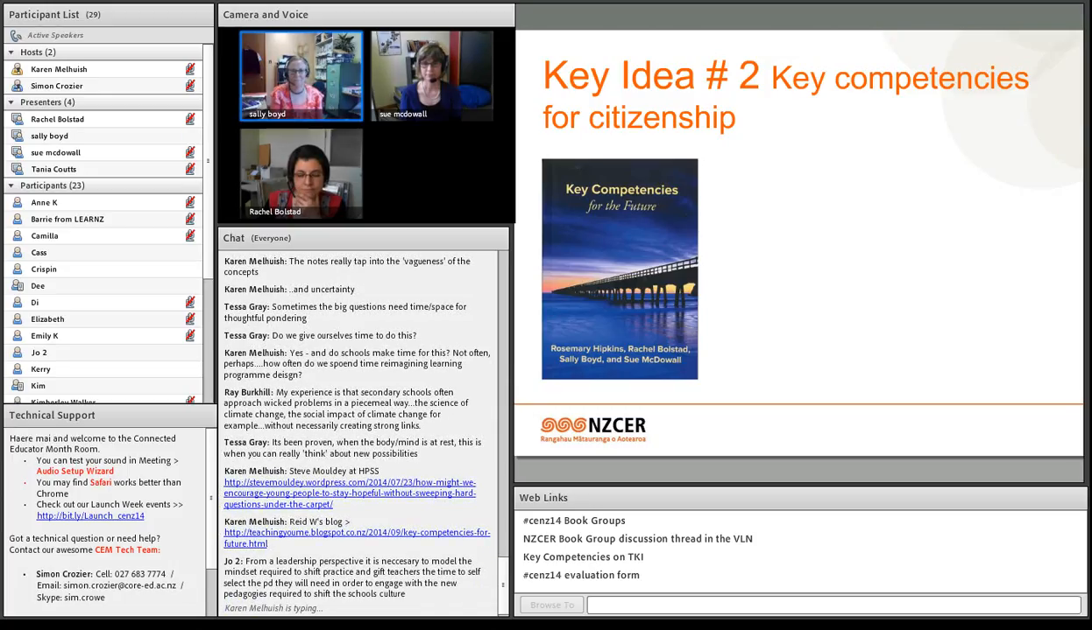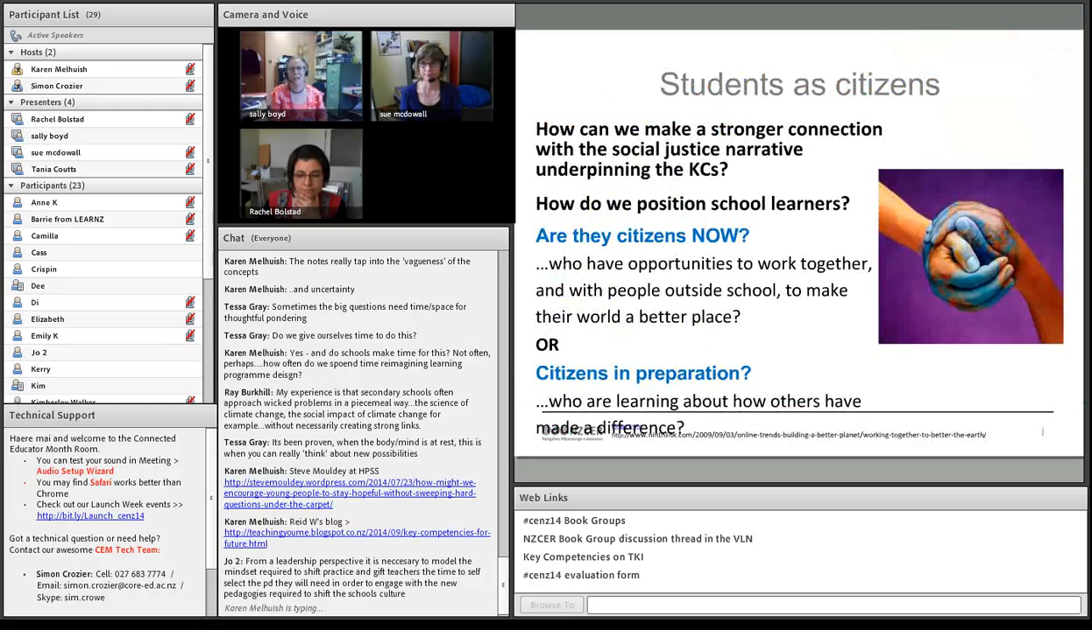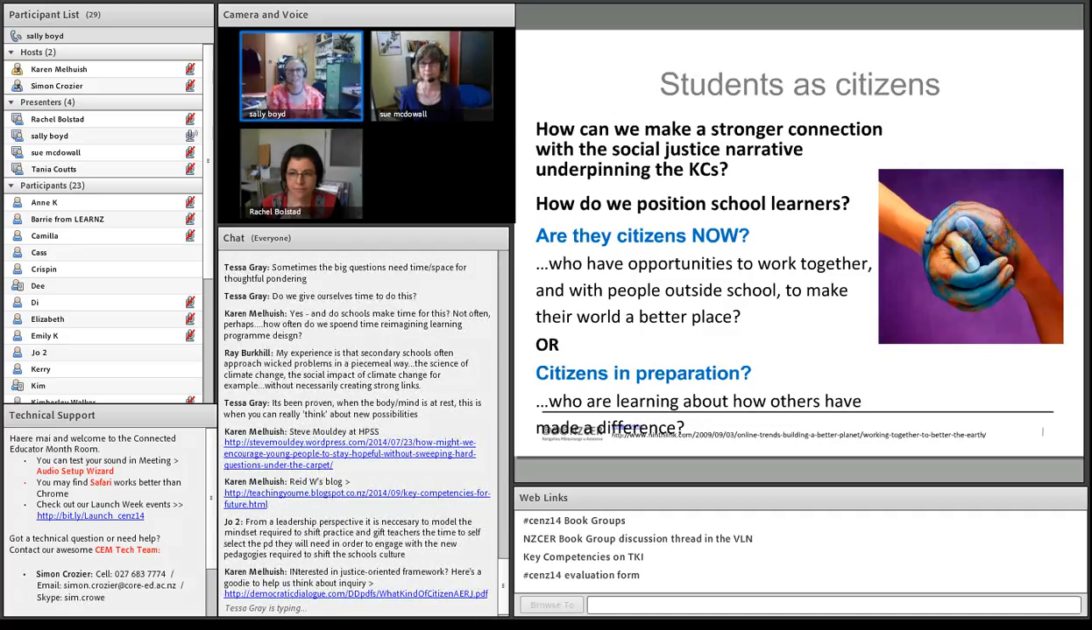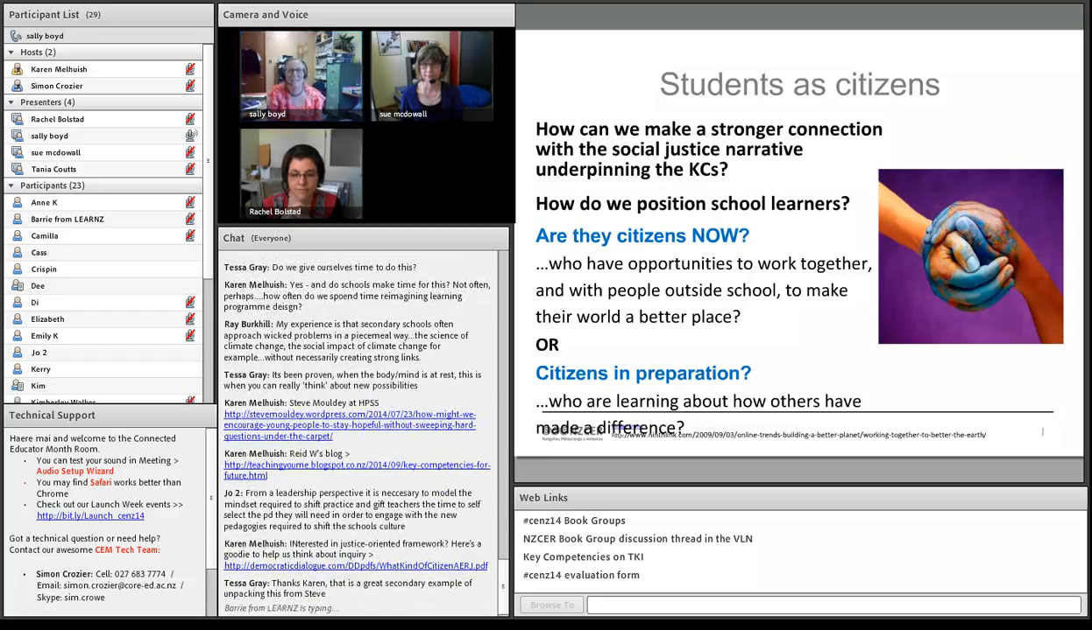And so if you think about how we position students, there are two different ways that we can think about them. One is, are they citizens now, which means they're people who can take an active place in shaping their world and working together to create social change in their environment. Another view is that students are citizens in preparation, and I guess you're familiar with this view. That is that we're teaching them in a school environment all the skills and capabilities they'll need so that in the future they can take their role as citizens, but they're not necessarily citizens at this point in time. And those are two quite different framings.